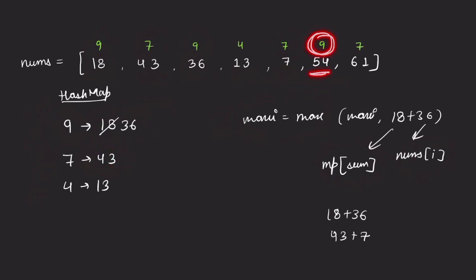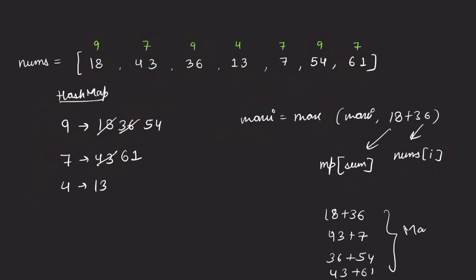Then we have 9 over here, and here we have 36, so we will do 36 plus 54, and then this will be updated to 54. Then we'll come here, so here we will do 43 plus 61, and then this will be updated to 61. And here we will always keep track of the maximum sum, so at the end whatever is the maximum sum, that we will return. So this is the approach that we will follow. Now let's look at the code.